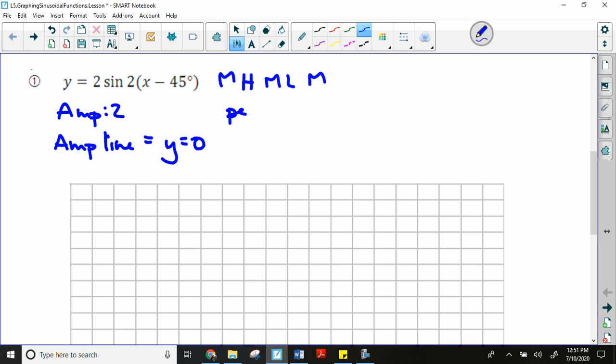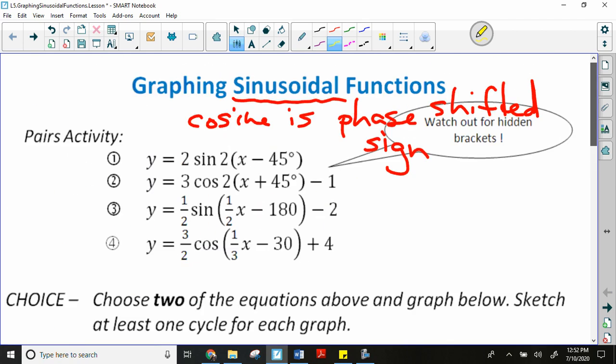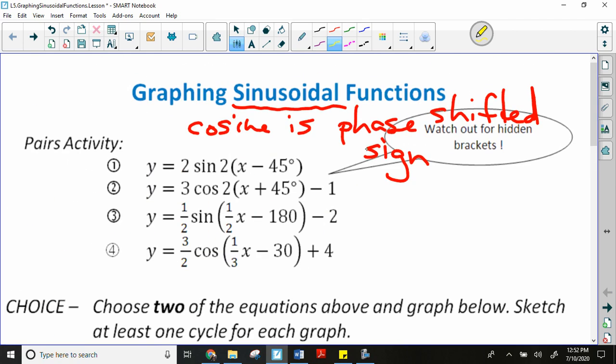Okay, let's figure out the period. The period is 360 degrees divided by k, and our k value happens right here, outside the bracket. It does say up here in the bubble, careful, watch out for the hidden brackets. When we get into questions 3 and 4, we have to get that 1/2 and the 1/3 into the k value, which is outside of the bracket. We have to factor in these two, but we're not there yet.